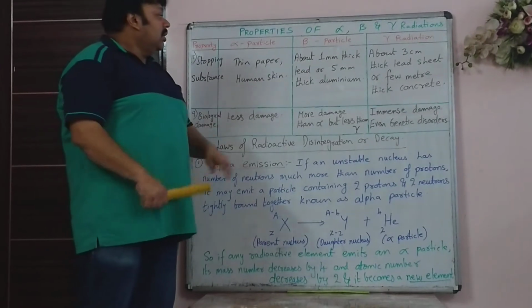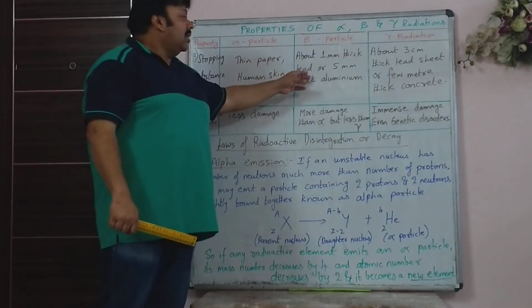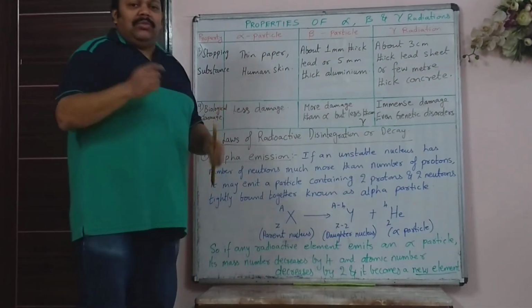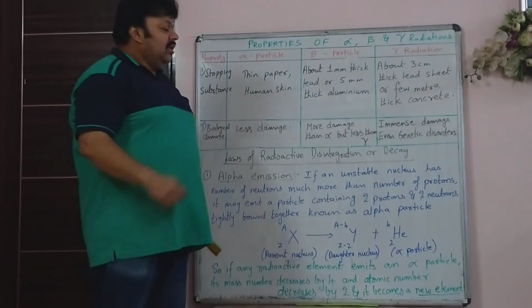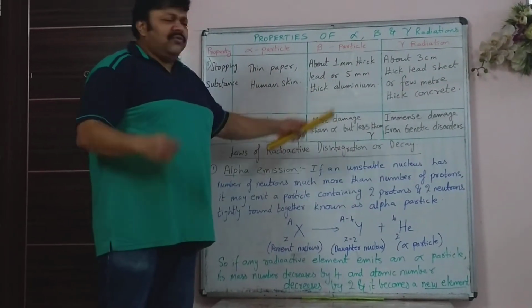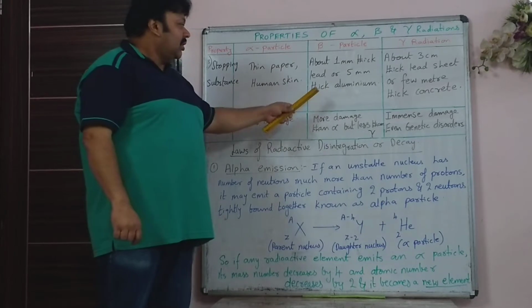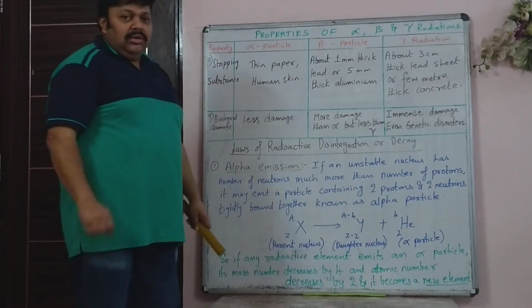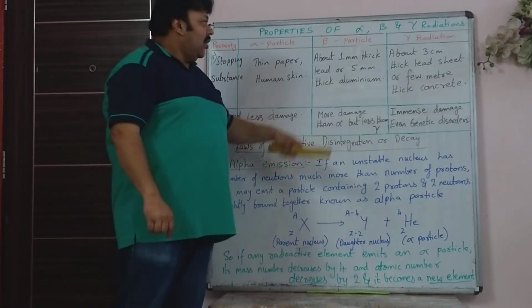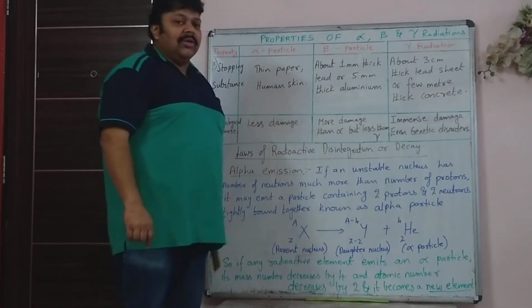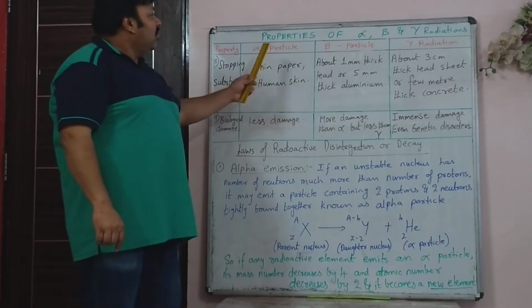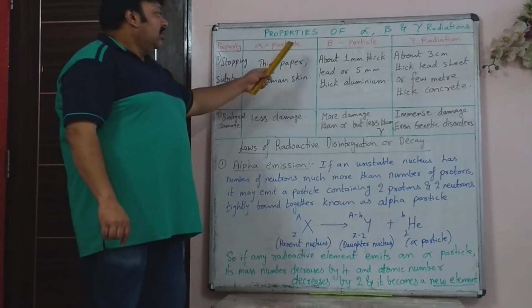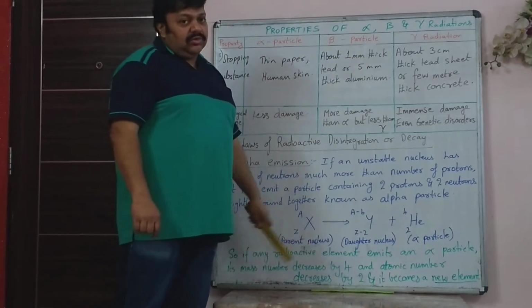Beta particle: around 1 mm thick lead, meaning 1 mm is 1/10 of a centimeter. It's a small foil, you can say, or 5 mm thick aluminum foil. So very thin foils can stop the beta particle, because beta has more penetration than alpha, so it requires thicker substances.